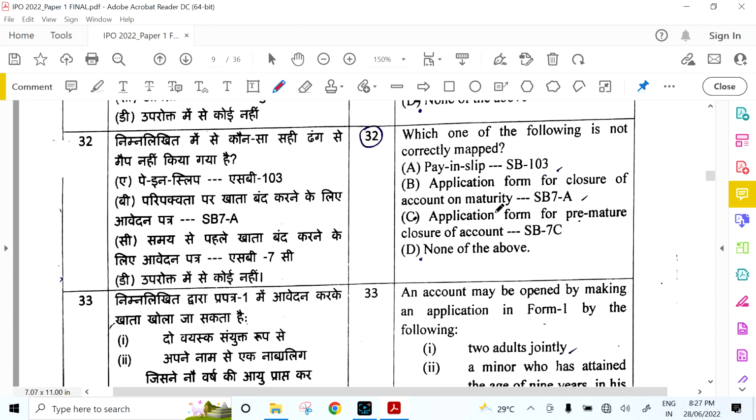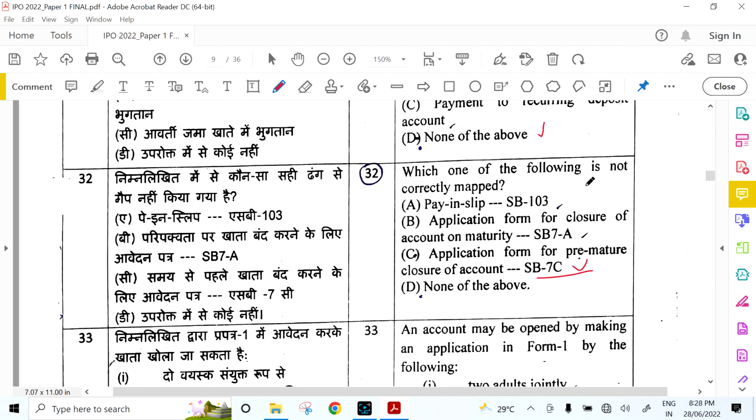Which one of the following is correctly mapped? PL pay in slip 1 SB 103, application form for closure of account on maturity SB 7A, application form for premature closure SB 7C. None of the above, not correctly mapped. The answer is SB 7B is the premature closure. Here it is given as 7C. So C is the wrong one, not correctly mapped.